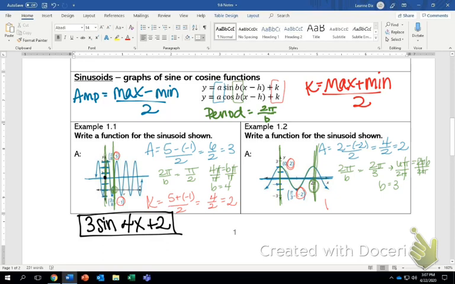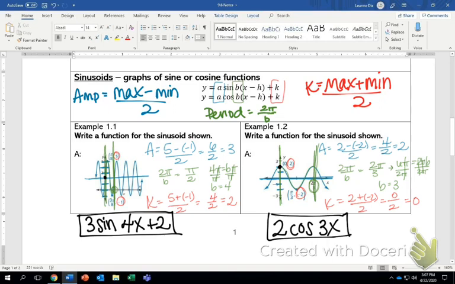Finally, we're going to do our vertical shift, so k is going to equal 2 plus a negative 2 over 2, which is going to equal 0 over 2, which is 0. So this time I actually don't have a vertical shift. So when I write my equation, it's going to say 2. And I see that I do not start at the midline. I'm actually above the midline. That follows my cosine. So that would be 2 cosine of 3x. And there is no shift, so that is my final answer.